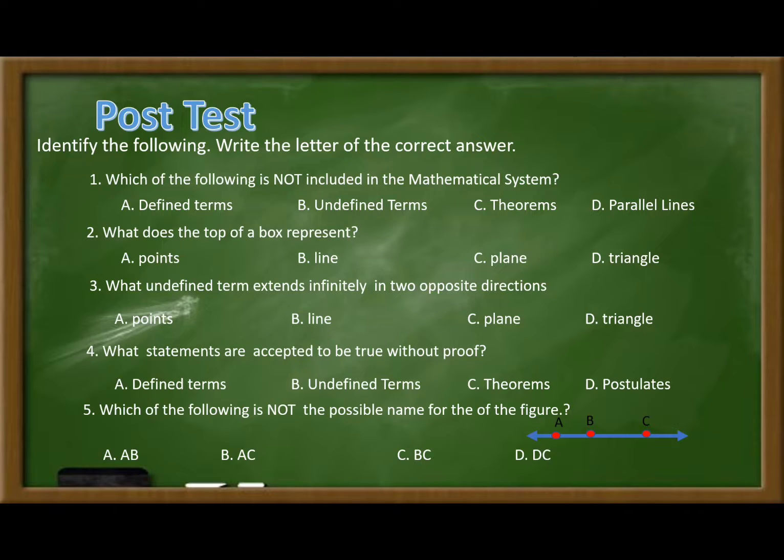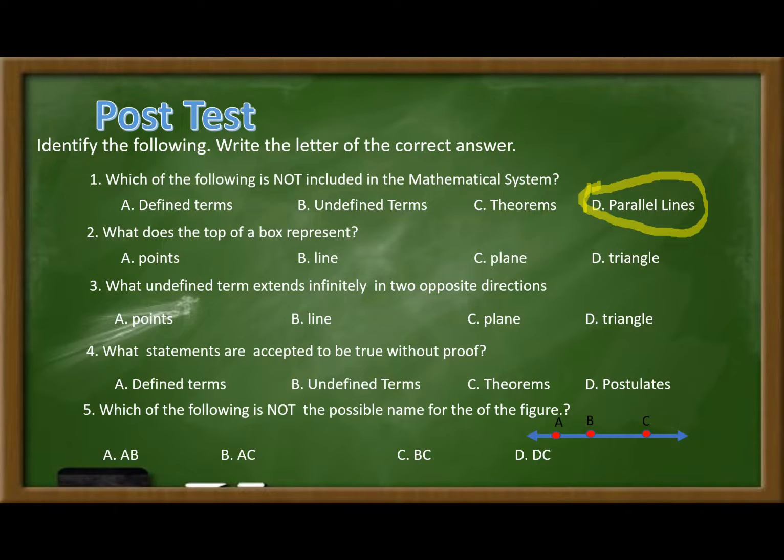Okay, let's check your answer. Number 1, what is the answer? Okay, the answer is, which of the following is not included in the mathematical system? So the answer is parallel line.